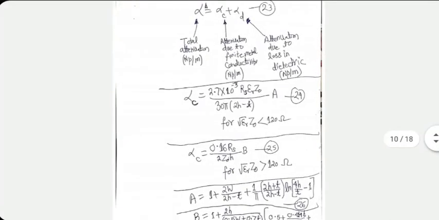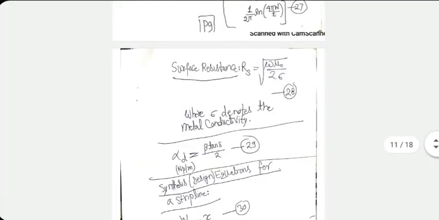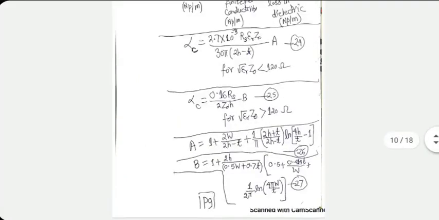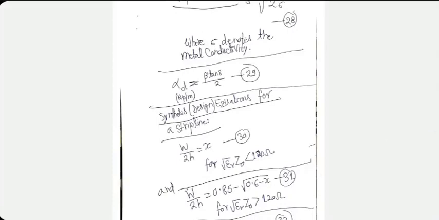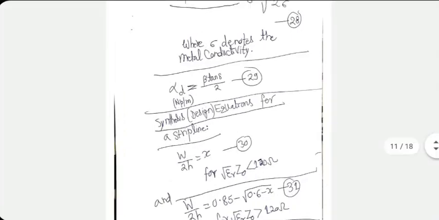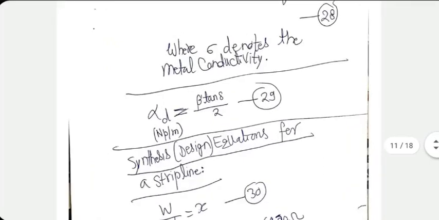A and B are two local parameters that are needed for calculating alpha C. Depending on whether square root of epsilon r Z0 is greater than 120 ohm or less than 120 ohm, different formulas apply. A lot of theory is there behind all this. The RS value is the same as we saw in two-wire line that is being used in both the formulas here for alpha C. Alpha D formula is simpler. Dielectric loss can be given by the simple equation, beta tan delta by 2. It is an approximate equation.